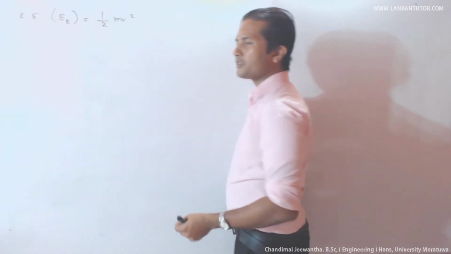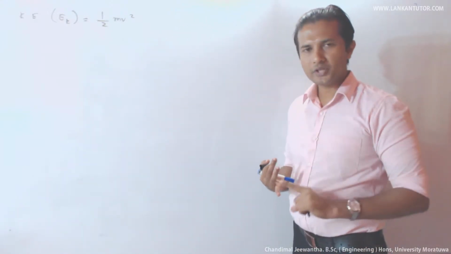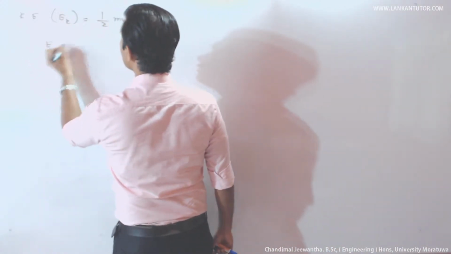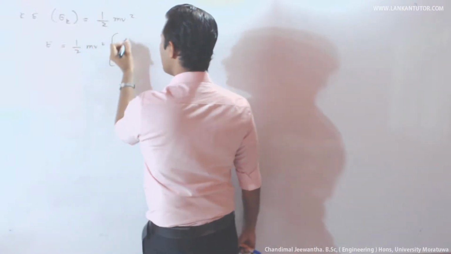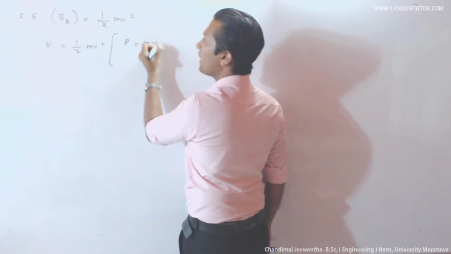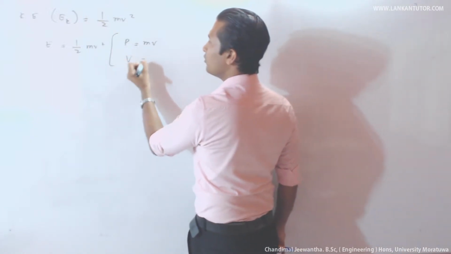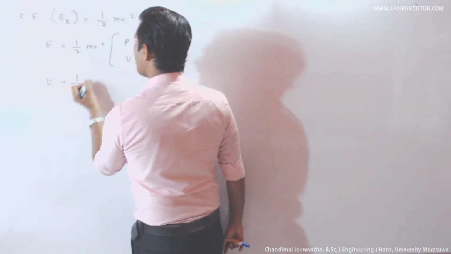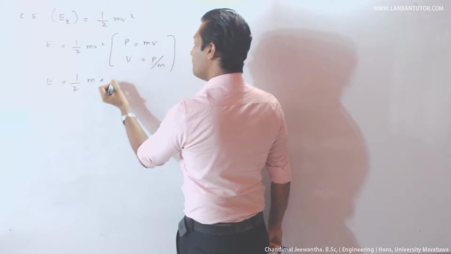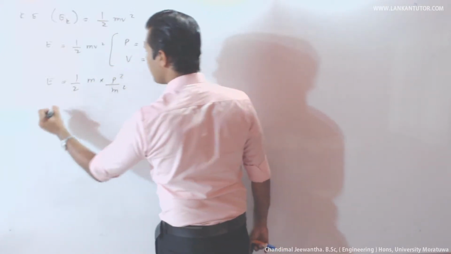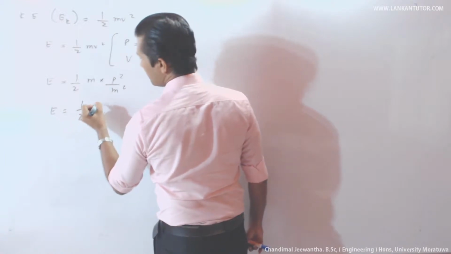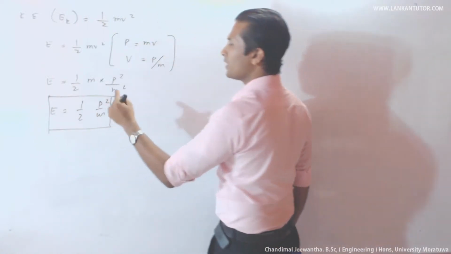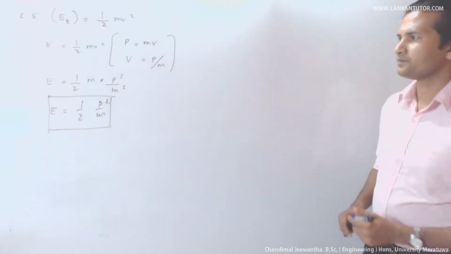So what is the relationship between kinetic energy and momentum? We know that E equals half mv square, and the other thing is momentum equals m into v. So we can make v the subject as p divided by m. Then E equals half into m into p square divided by m square, m getting cancelled off, we can conclude E equals p square divided by 2m. That is the relationship between kinetic energy and momentum.